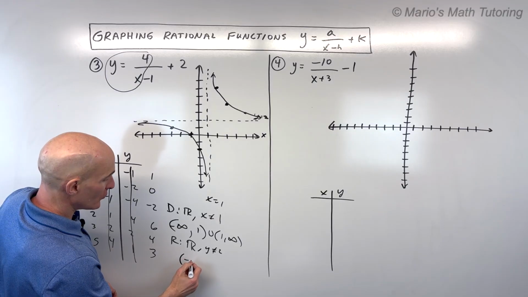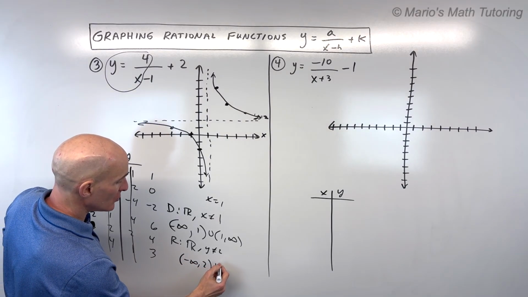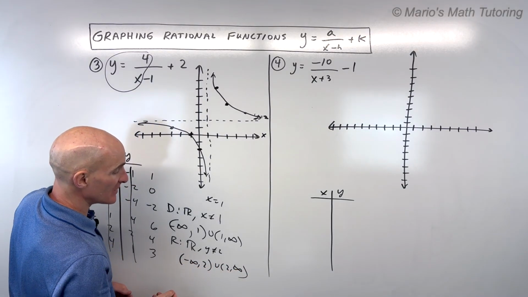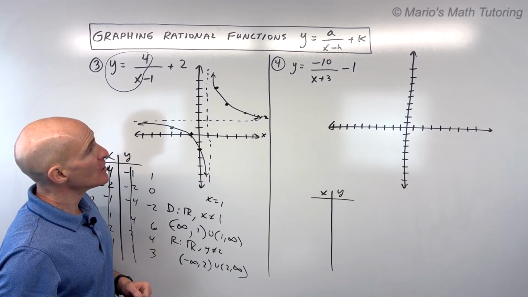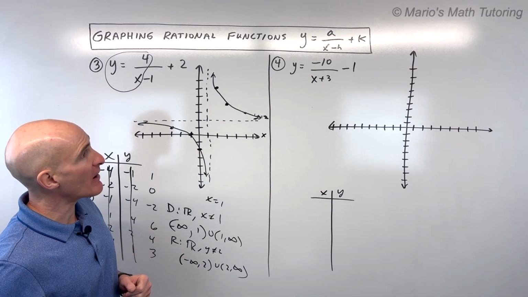If you know the interval notation, it would be negative infinity to 2, and then from 2 to positive infinity. Again, not including 2. Not including infinity, you can't reach infinity. So for number 4 now, how would we graph this one?